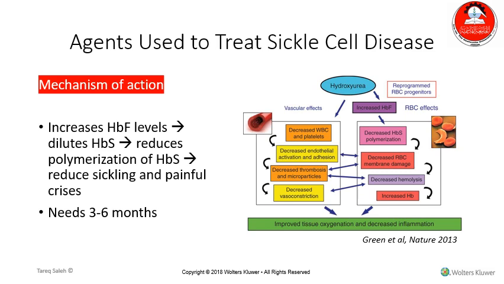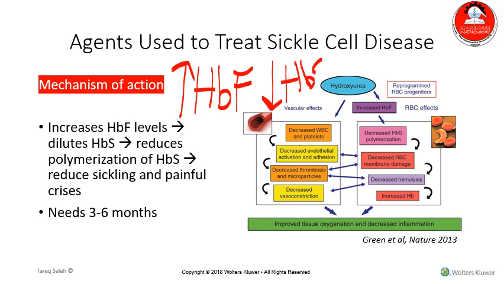We don't basically understand how hydroxyurea exactly exerts its effects for the treatment of sickle cell disease, but we know that hydroxyurea results in an increase in the levels of fetal hemoglobin, hemoglobin F, which results in the dilution of the sickled hemoglobin or hemoglobin S, which is responsible for the sickling of red blood cells. And this results in a reduction in the polymerization of hemoglobin S, reducing the sickling and painful crises associated with sickle cell disease.